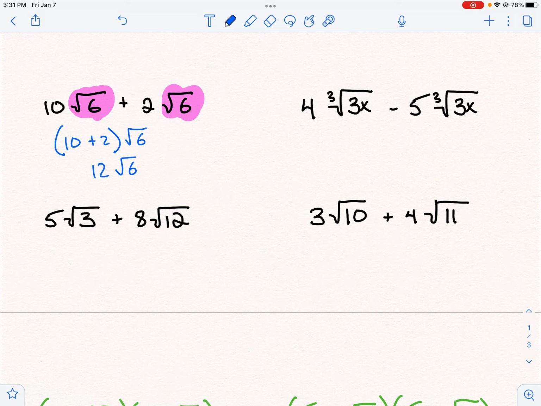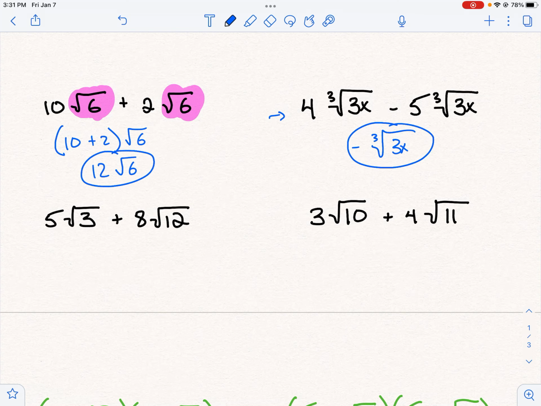I have another one here that is the same concept, right? So this is a cubic root of 3x, but they're the same. So it's just 4 minus 5, so -1, or negative cubic root of 3x. That's really all there is to it. I'll circle the answers here so you can see them.